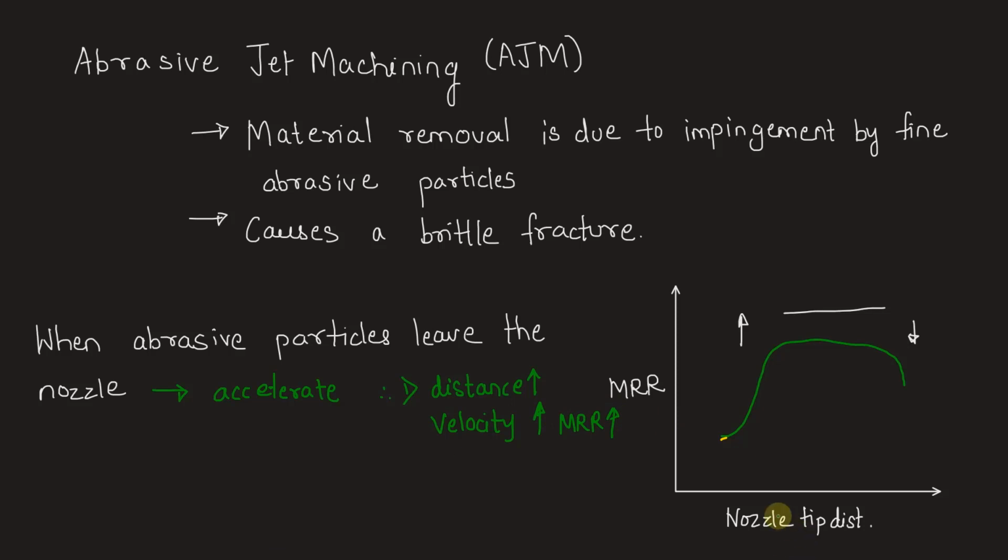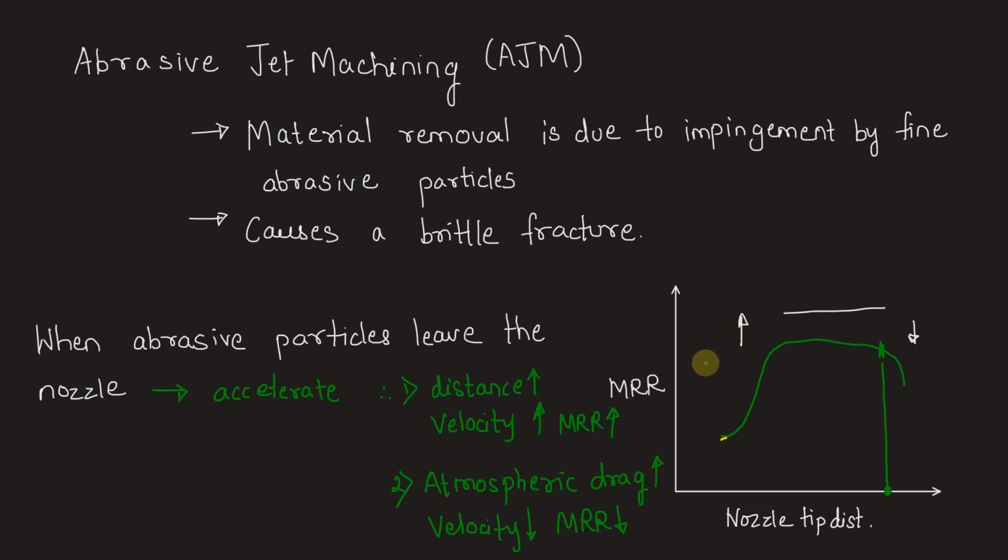While further, when the nozzle tip distance is increased beyond a particular value, that is this value, we see that the atmospheric drag on the particles becomes significant. So as the nozzle tip distance from the surface increases, the atmospheric drag has a significant value now because of the higher distance, and therefore the velocity will eventually decrease for the abrasive particles, and due to which the material removal rate also decreases.